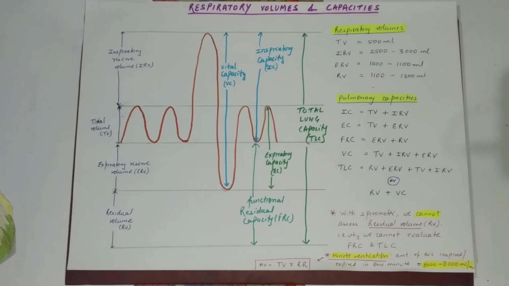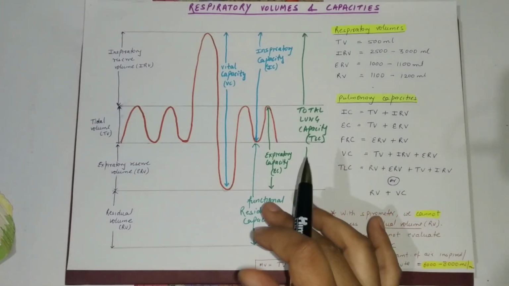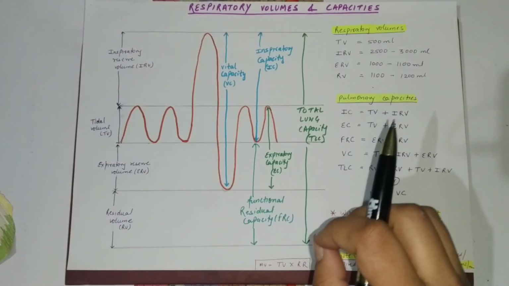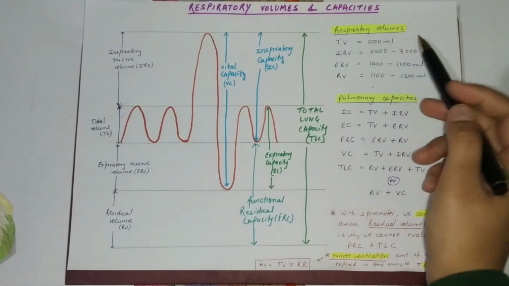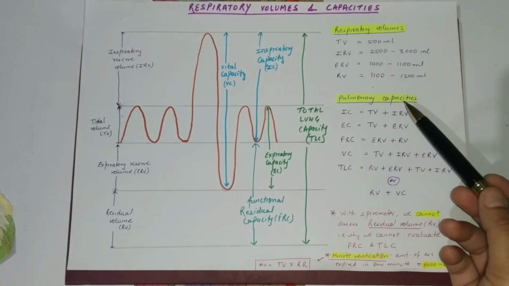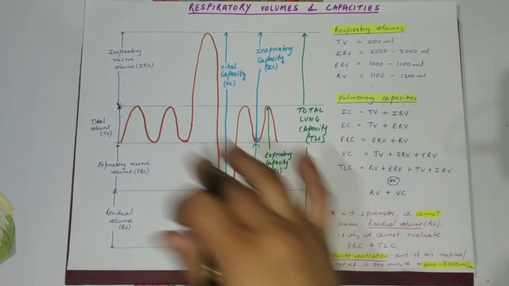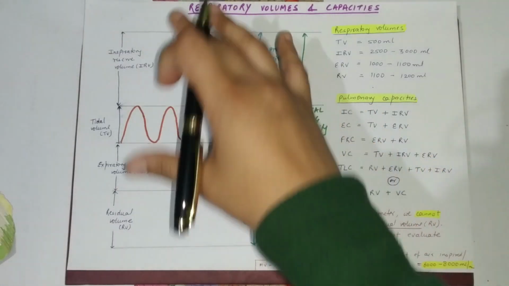Hello guys, in this video we are going to study about the respiratory volumes and capacities with the help of this simple diagram. So we have 4 volumes and 5 capacities. First we will study about the volumes and then we will study about the capacities. So let's begin. Imagine this full diagram as the lung volumes.